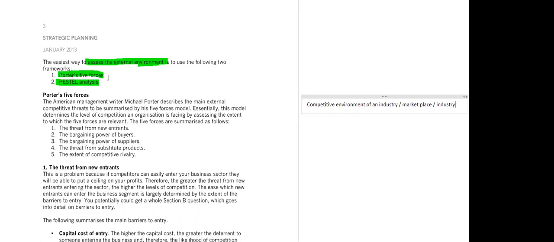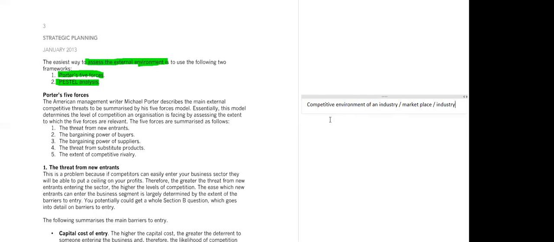So whenever you see these words in an examination question requirement, make sure you make use of Porter's 5 forces. Again, I would say you will not necessarily find all the 5 forces in the examination question, but you may find some of the forces, and you need to evaluate how those forces increase competition or reduce competition.